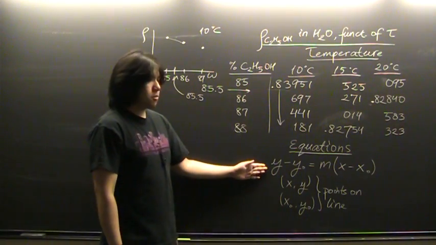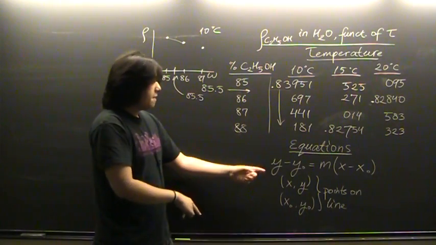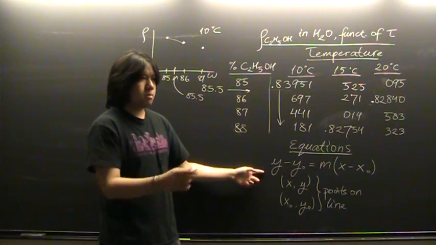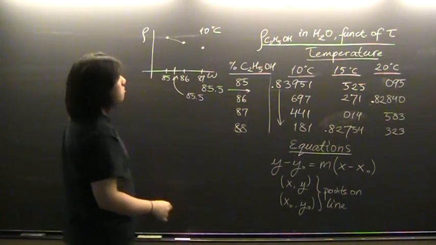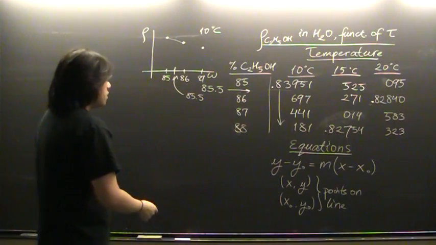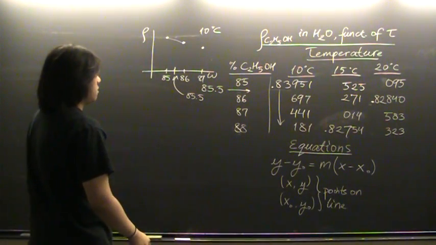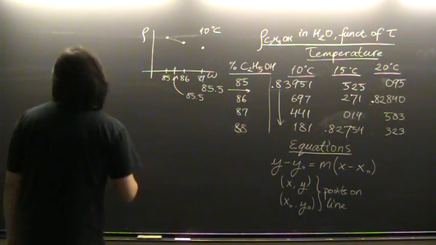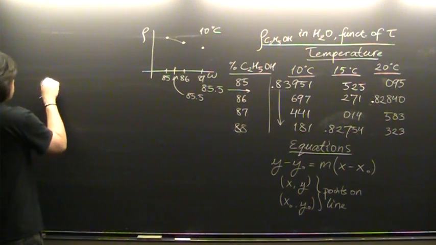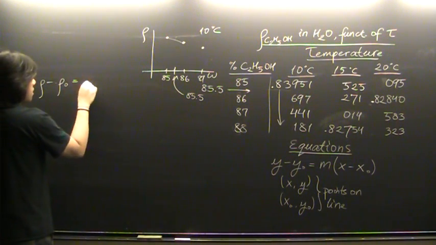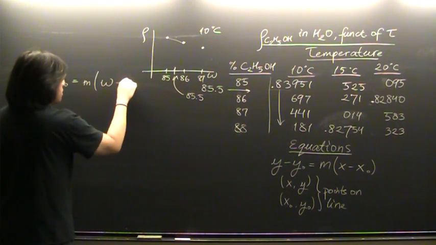If you haven't seen this equation before, take a good moment and review it and take it down in your notes somewhere. This is really, really useful, especially when it comes to calculus, which if you haven't taken it, you'll probably take it sooner or later. Right? Cool. So let's rewrite this equation for the variables that we have here on this graph. In the y, we'll have a rho. That means rho minus rho 0 is going to be equal to m times w minus w0.